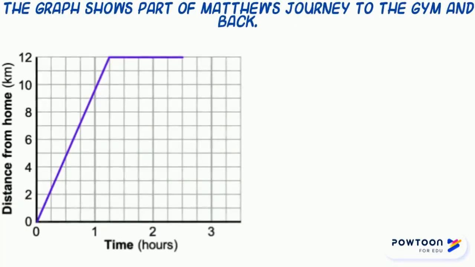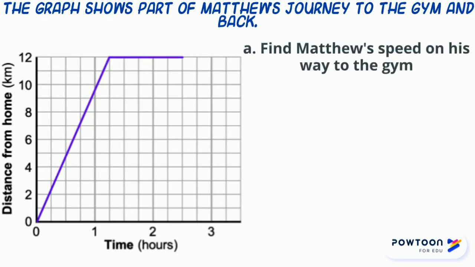We're now going to go on to example 3 and 4. These are more drawing distance time graphs rather than actually interpreting them. Now he's going to the gym and then he's going to return back. Right now we can see where he's gone to the gym and then where he's actually at the gym. Part A is saying to figure out the speed of his way to the gym.